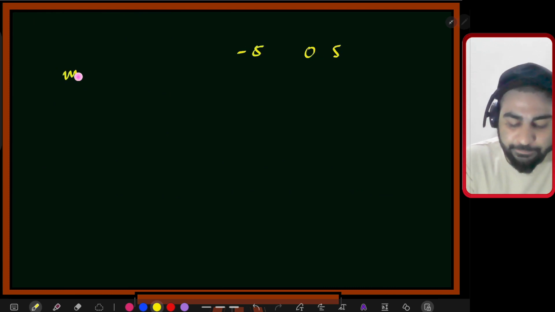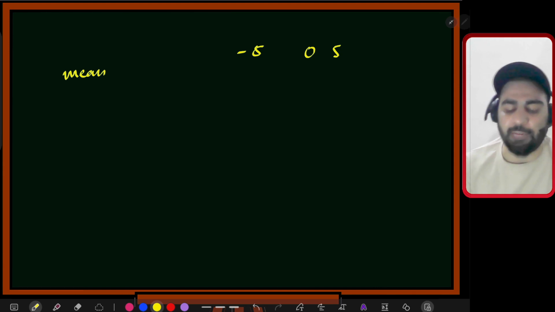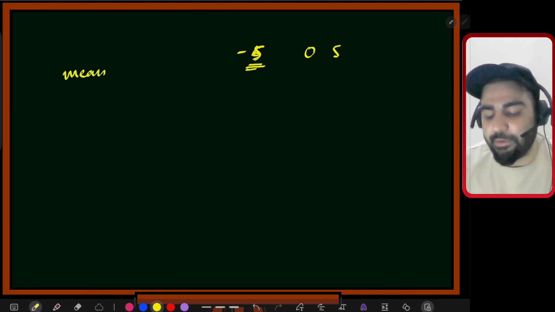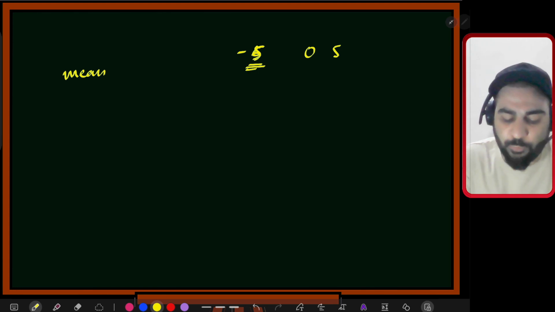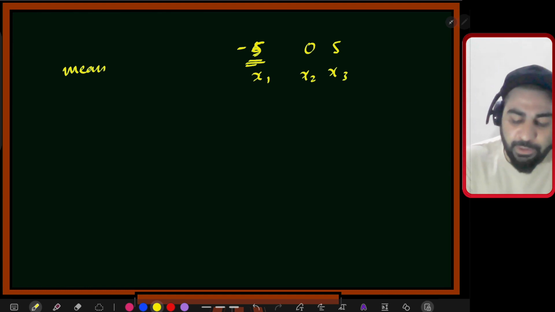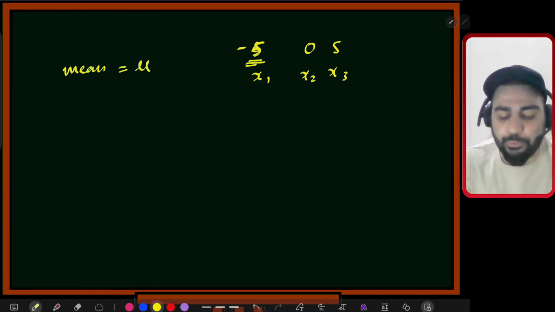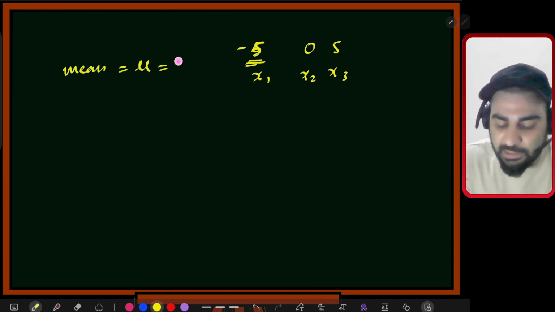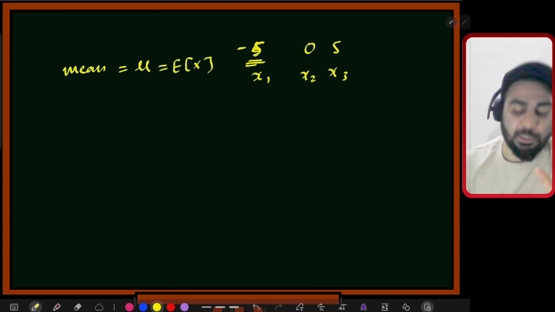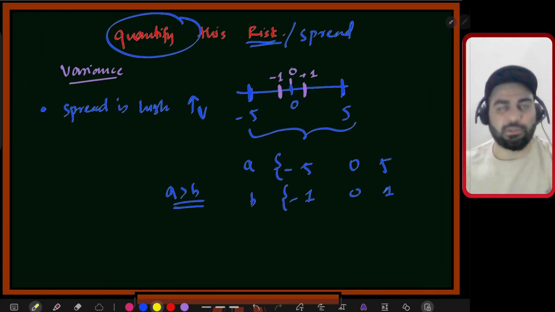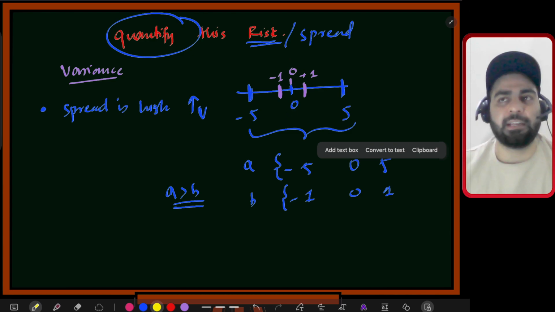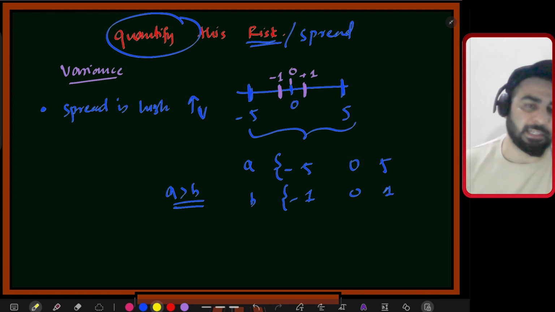I'll compute the mean, and after that I'll take each of these numbers and subtract the mean. Let's call these x1, x2, and x3. I'll compute the mean, let's call it mu, or I'll compute the expectation first, E of x. Then I'll subtract, because that's what variability will tell me. I want to see how spread out the data is. If the mean is telling me the center, the central tendency, then I'll see how far the other points are from the center.